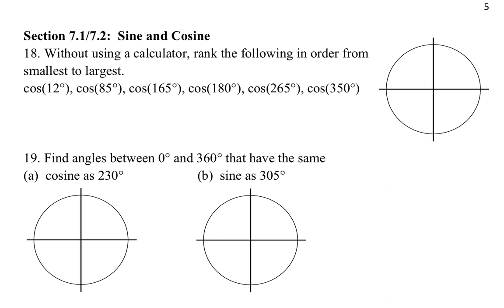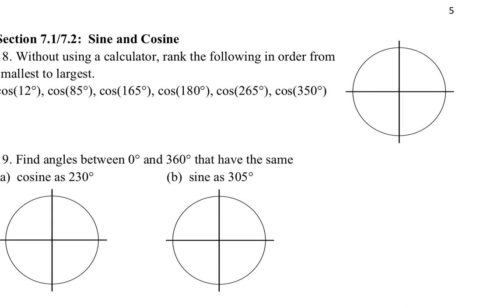Without using a calculator, rank the following in order from smallest to largest. So, what I see here is a bunch of cosines and degrees. I know that cosine is the x value of the circle. So that means on my circle, the more to the right I am, the higher my x is. So we'll make that plus, we'll make that minus. So if I'm on the right side, my cosines are going to be bigger, and if I'm on the left side, then my cosines are going to be smaller. So I'm going to draw all of these.